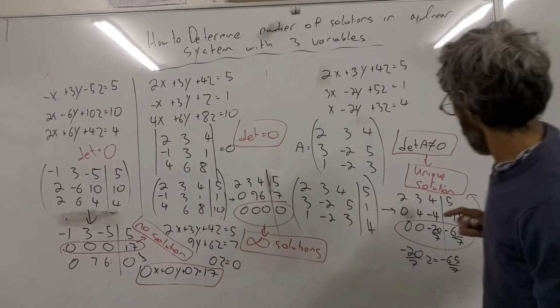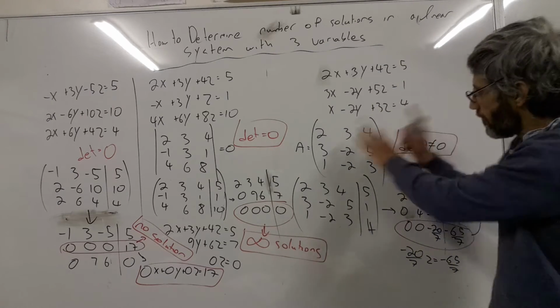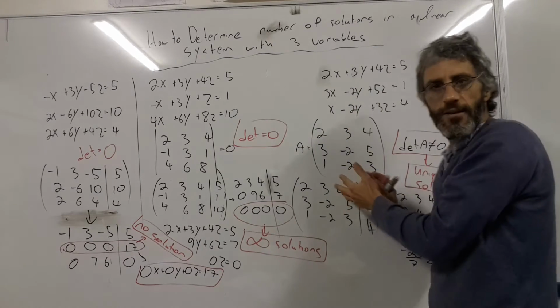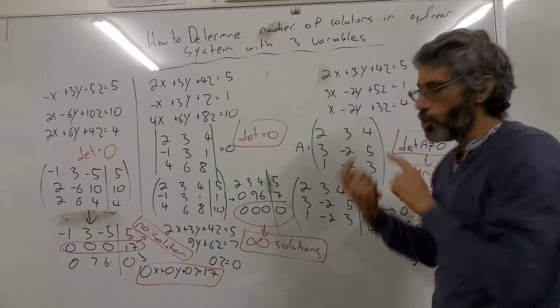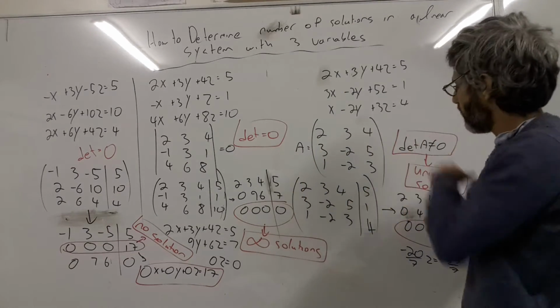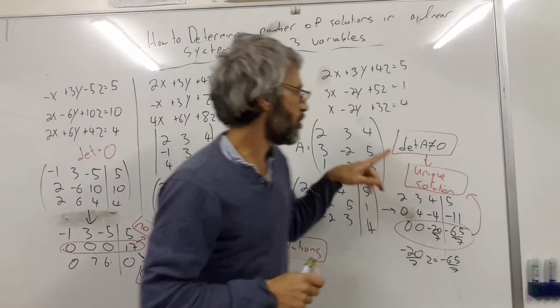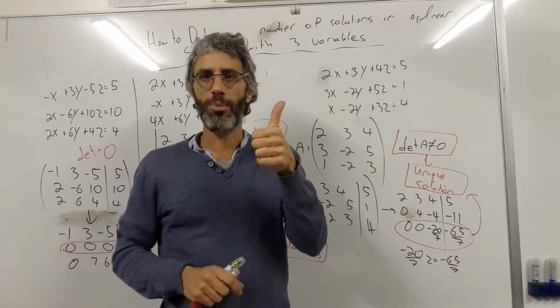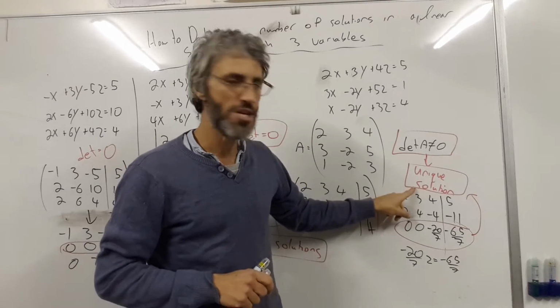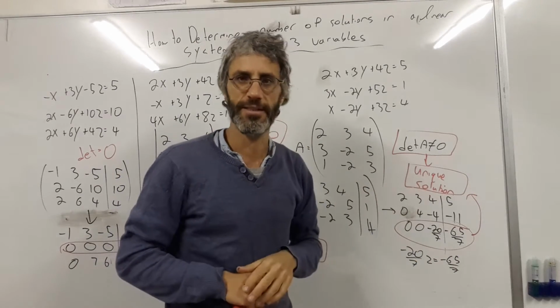If you've got a linear system, first of all, write down the matrix. Use the calculator, if you can, to find the determinant. If the determinant is not 0, no problem. You've got a good, well-behaving system. That means you have a unique solution, if you need to find it.